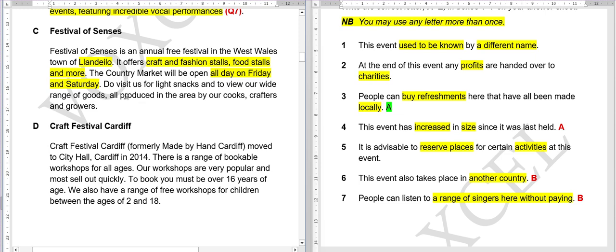So you should pay them a visit if you want to eat some light snacks and view our wide range of goods, and all the goods are produced in the area. So in the area meaning to say in that particular place by their cooks or crafters and growers. Okay, so that's your paragraph. Now you know the drill. You have around 10 seconds and the time starts now.